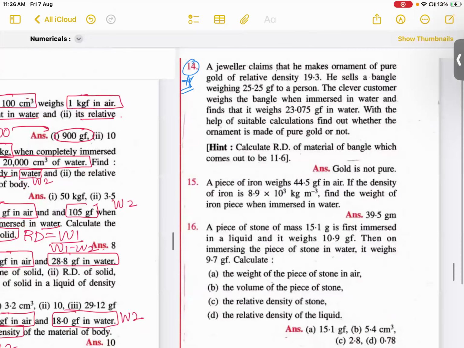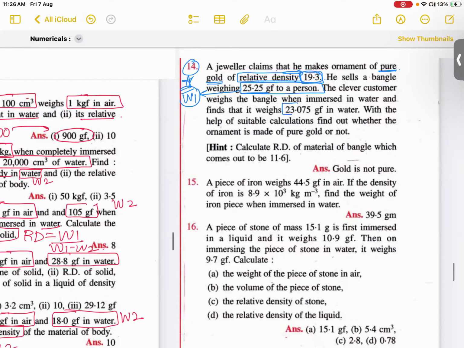The question says a jeweler claims that he makes ornaments of pure gold whose relative density is 19.3. Pure gold. That's the reason why it's my favorite. RD is given, jokes apart, guys. RD is given as 19.3. He sells a bangle and weighs 25.25 gf when it is kept in air. So technically, students, this is W1.